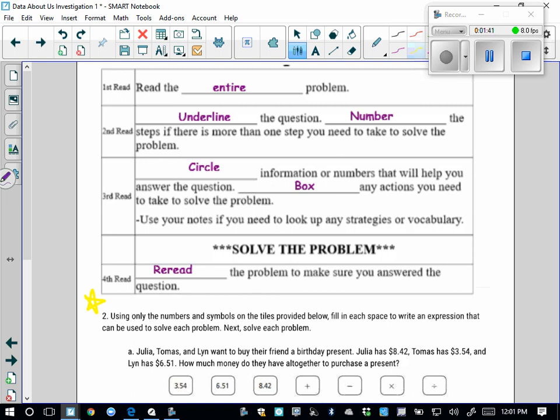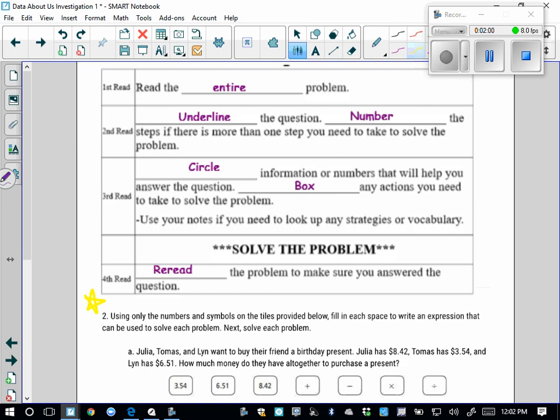Next, solve each problem. A. Julia, Thomas, and Lynn want to buy their friend a birthday present. Julia has $8.42. Thomas has $3.54, and Lynn has $6.51. How much money do they have altogether to purchase a present? So I've done the first read.